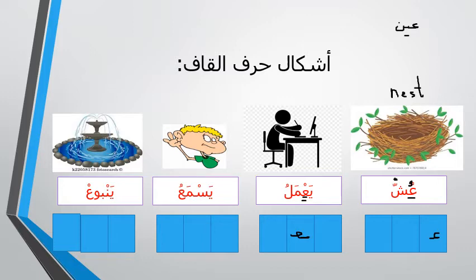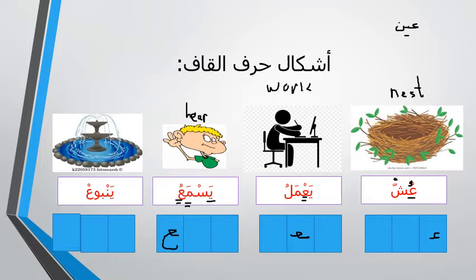Okay. So we have عش is nest. Ya'malu is work. Now we see here a boy, he is hearing something. So what does it mean? Yas-ma'u. Yas-ma'u. So, is the letter A at the beginning, middle, or end? It's at the end. Now, how do we draw it? We walk, we take it all the way down. This is the letter A at the end. Now, this is the form of letter A at the end that is connected because it's preceded by ma. Yas-ma'u means hear. Work means ya'malu.